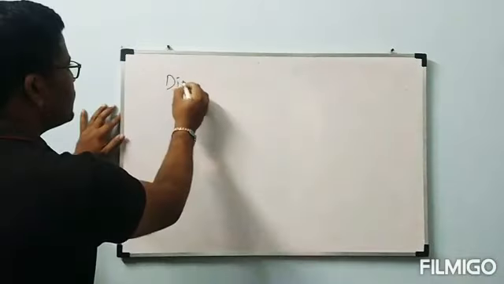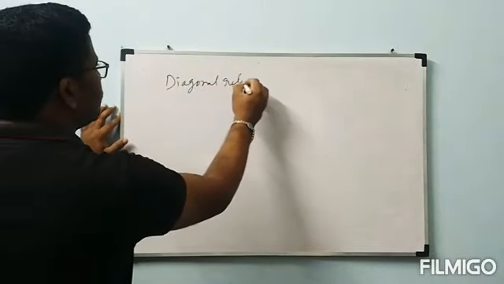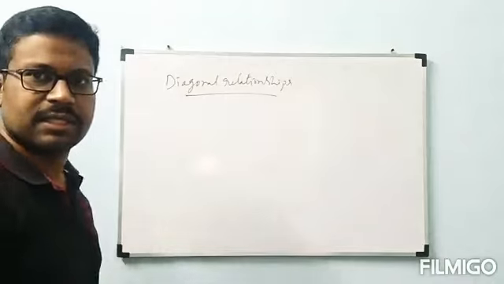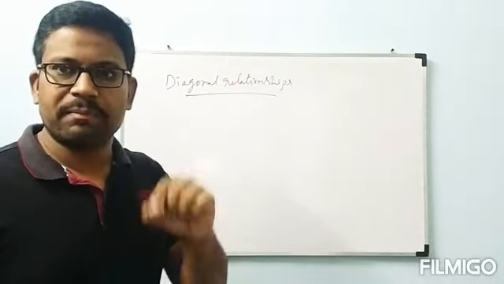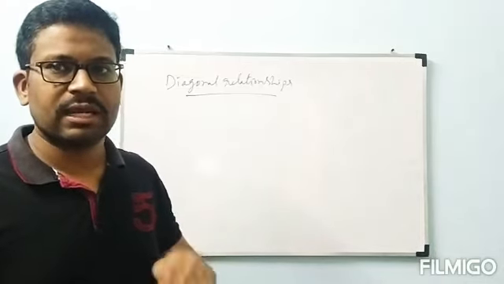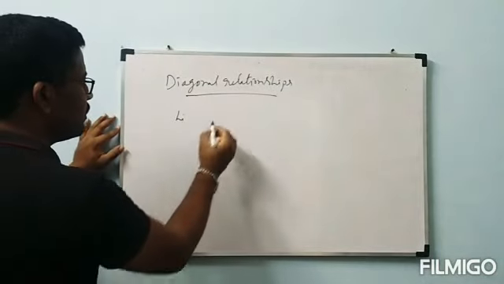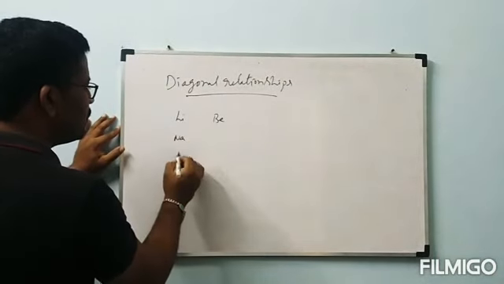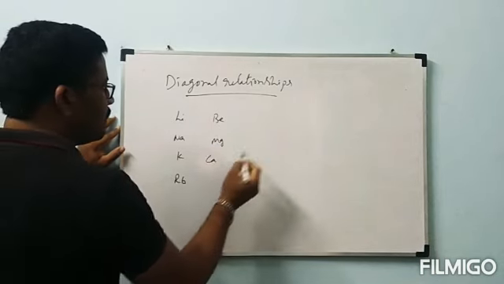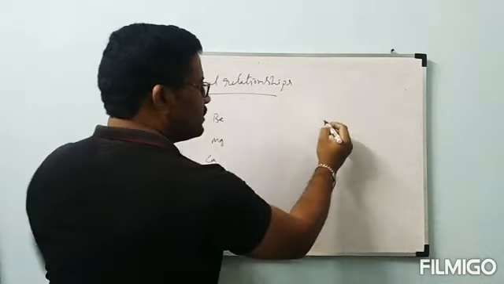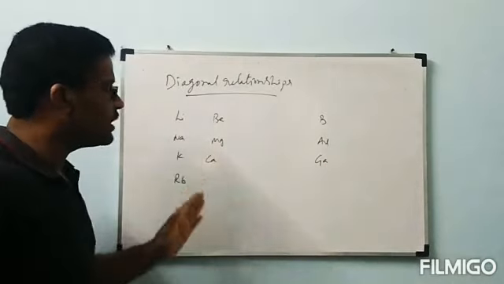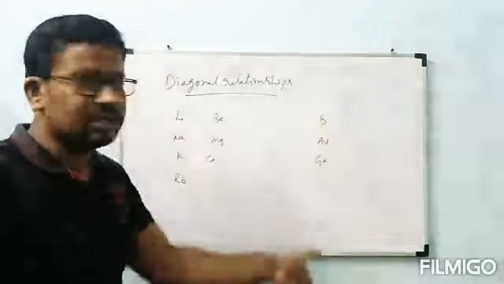Diagonal relationships. This is a small thing only. Second period elements show some peculiar character in every group. Suppose lithium, sodium, potassium, rubidium; beryllium, magnesium, calcium; like this third one, boron, aluminium, gallium. I am removing the d block elements and writing the first, second and 13th group elements.